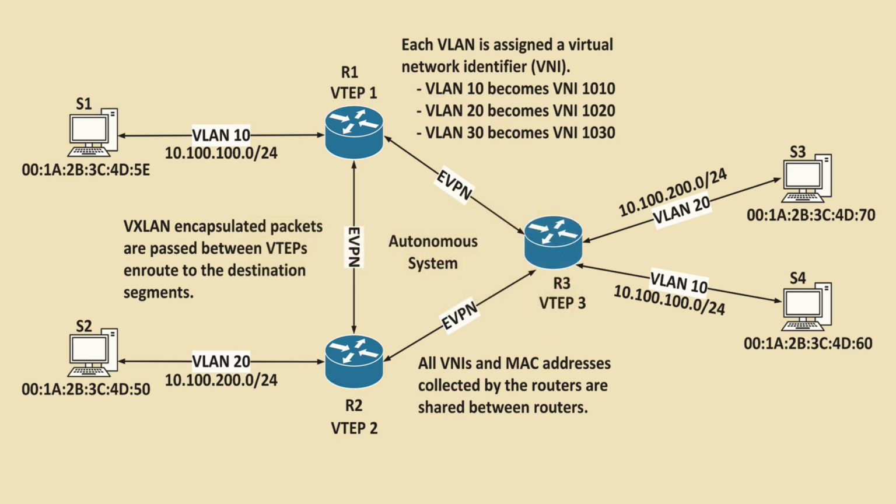VXLAN is the data plane, encapsulating Ethernet frames within UDP packets to extend Layer 2 networks over a Layer 3 infrastructure. Each VXLAN segment is identified by a unique VNI, allowing for the creation of isolated virtual networks. This encapsulation facilitates the seamless transmission of Ethernet traffic across IP networks, enabling flexible and scalable network designs.